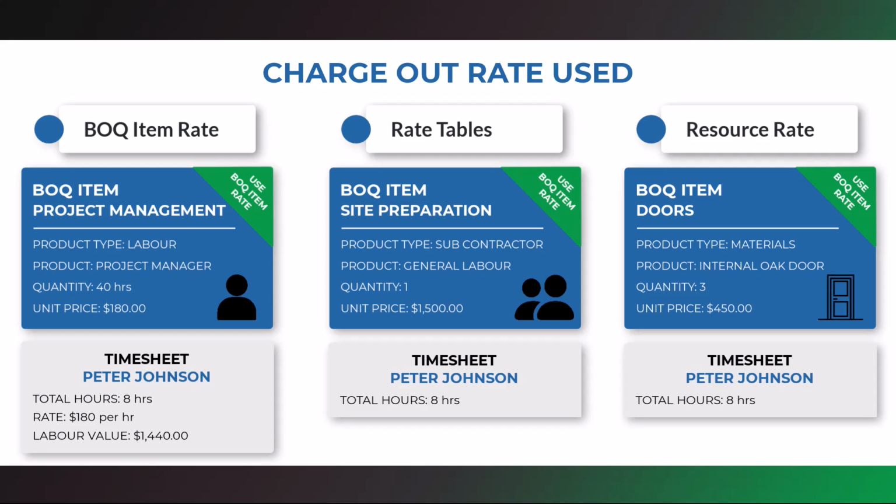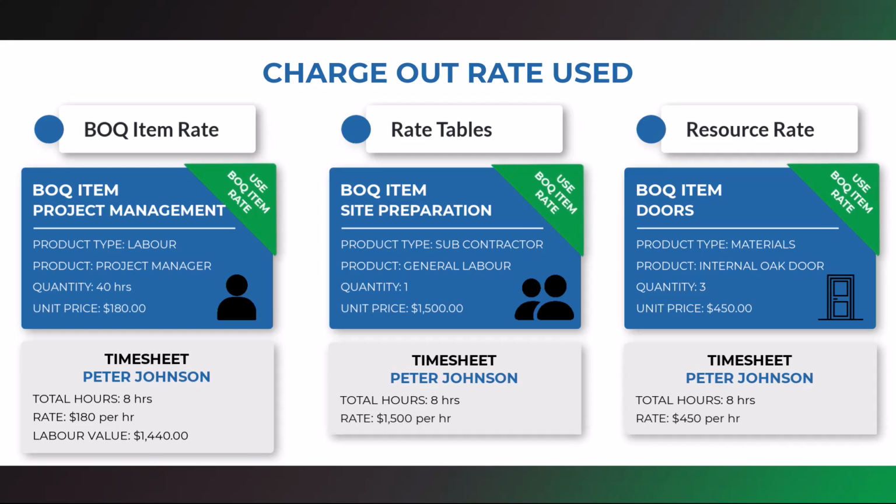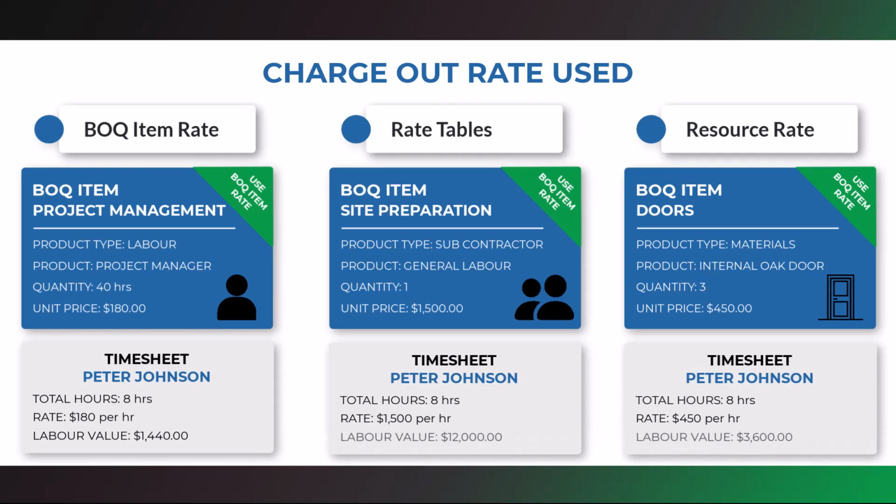If we look at the other 2 items and apply the same logic, let's assume that Peter Johnson submitted a timesheet on these 2 tasks. The Charge Out Rate Used applies the BOQ item rate. This means its unit price times the timesheet hours. In this scenario, the actual labor value is incorrect, as the unit price doesn't represent the labor rate.